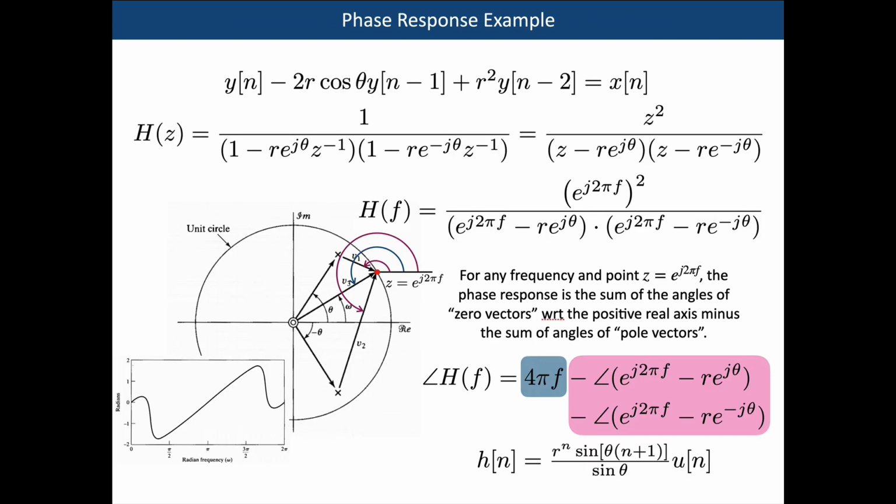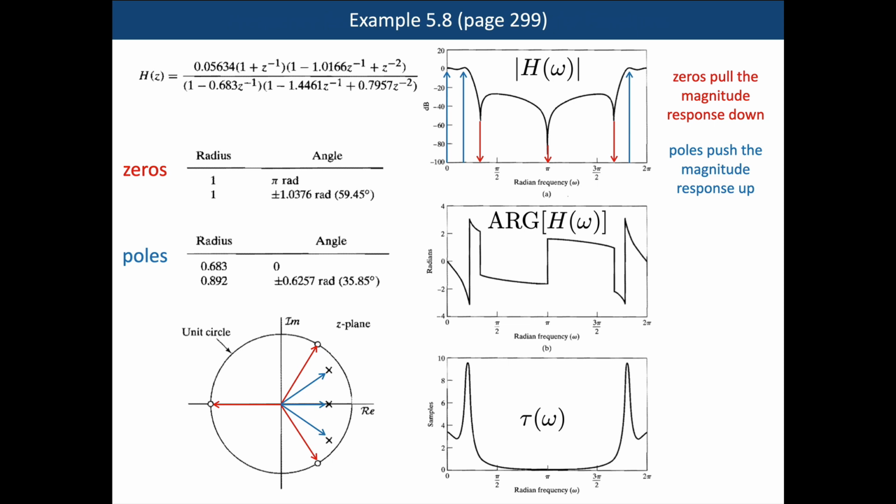I'm going to add some more details on top of this example here. So notice that at frequencies that give us points close to the poles on the unit circle, we have poles pushing the response up. And then as we move around the unit circle and increase in frequency, we're going to pass through these zeros. And so at those frequencies, the zeros are pulling the magnitude response down. In general, and this is hand waving, zeros pull the magnitude response down, and poles push the magnitude response up.